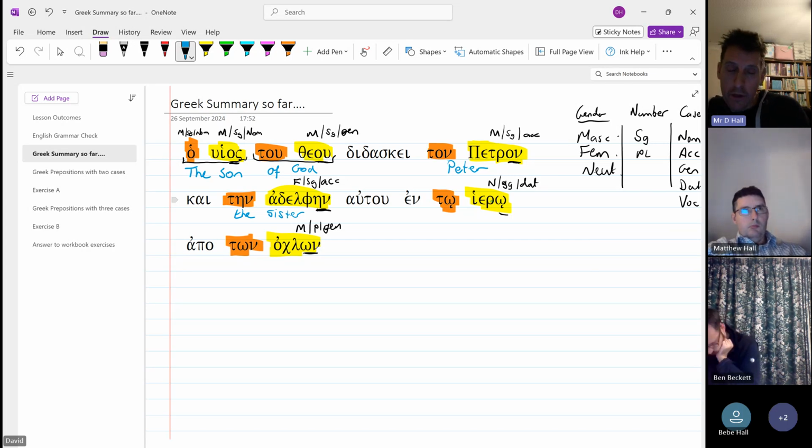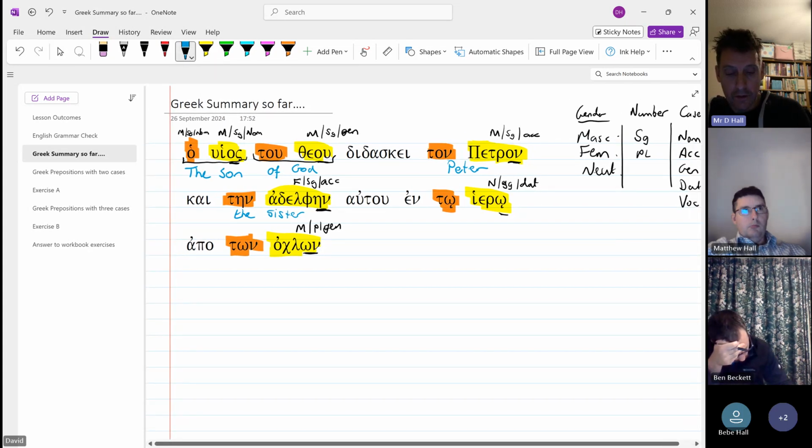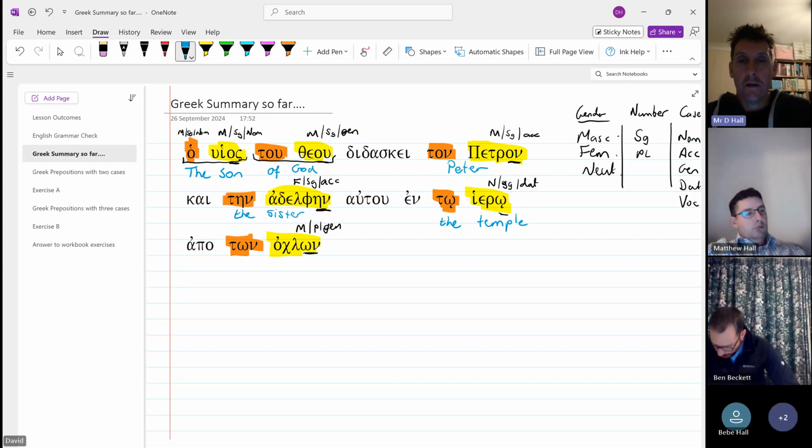So hieroi here is in the dative. The reason why this one's in the dative is because it follows this little word here, en, which we'll come on to in just a moment. So this is "the," and it's temple, and it's a neuter noun. So it comes from hieron, and the dative singular for neuter nouns is the same as the dative singular for masculine nouns. So there is some overlap in some cases.